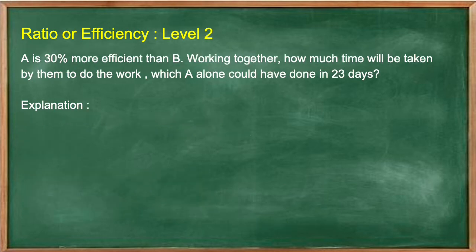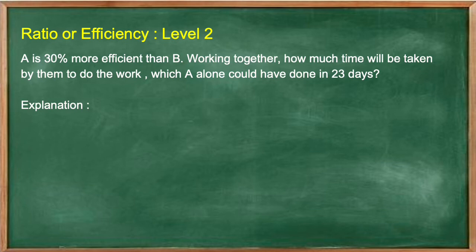Ratio or efficiency level 2. A is 30% more efficient than B. Working together, how much time will be taken by them to do the work, which A alone could have done in 23 days. If A is more efficient than B, then definitely A will take less time, and time taken by B will be more than time taken by A, right? And the time taken by A is 23 days.